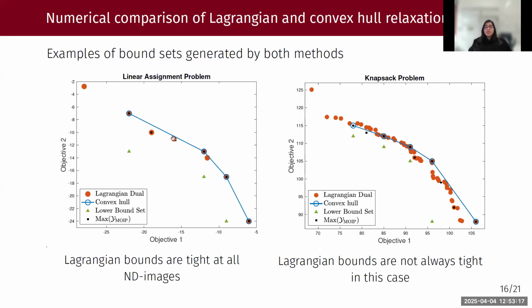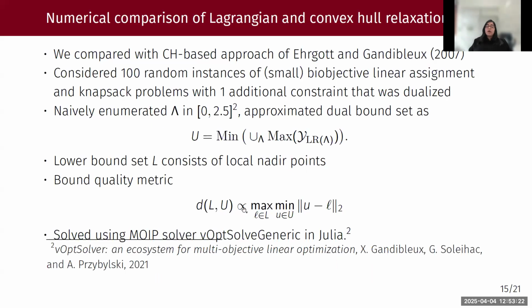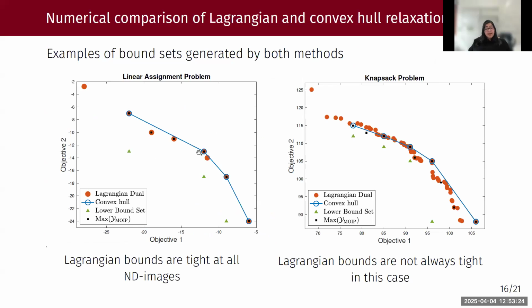So think of these orange dots as an approximation to the Lagrangian dual, and the blue line is the convex hull bound set. As expected, the convex hull bound set completely captures my supported efficient points and completely misses my unsupported points. These are the black squares. Whereas my Lagrangian dual in this particular instance completely captures all of my non-dominated points, including the two unsupported ones.